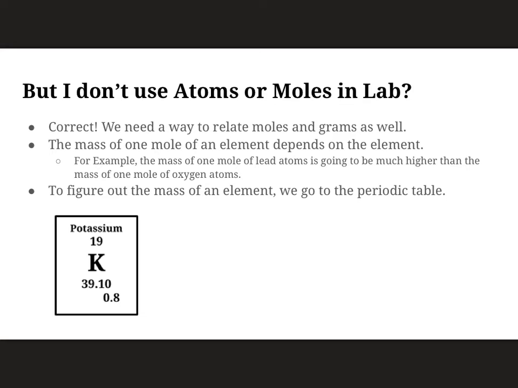What we're looking for on the periodic table, we're always going to use the average atomic mass, because again, we can't guarantee that we only have 1 isotope, so we just have to use this average atomic mass for any of the elements. So if I had 1 mole of potassium, I could say that 1 mole of potassium is 39.10 grams of potassium. That's how we use that relationship from the periodic table. Every element is going to have a different mass.